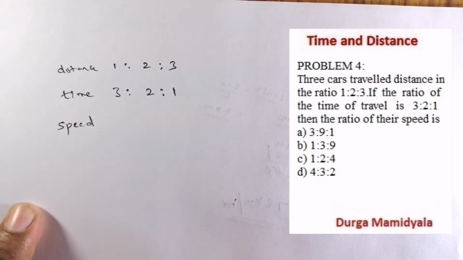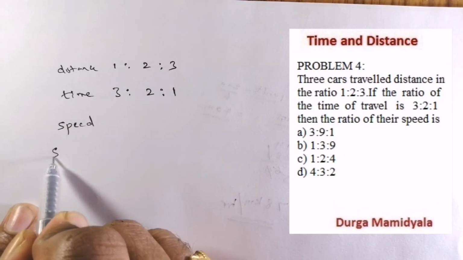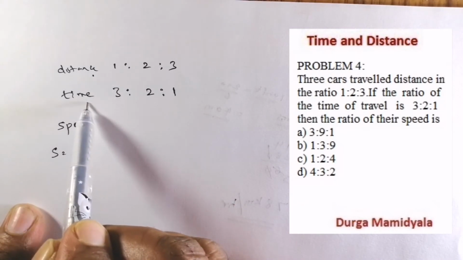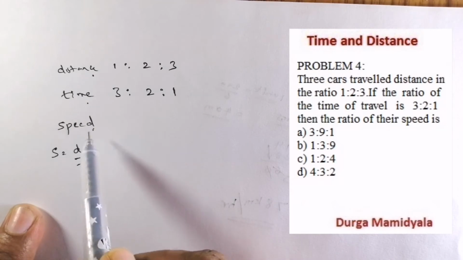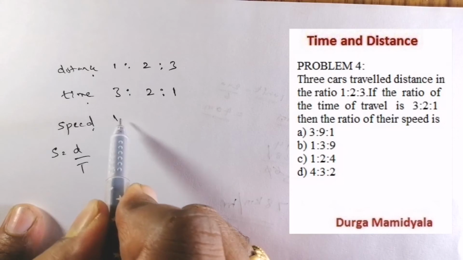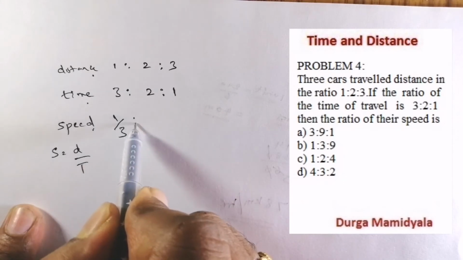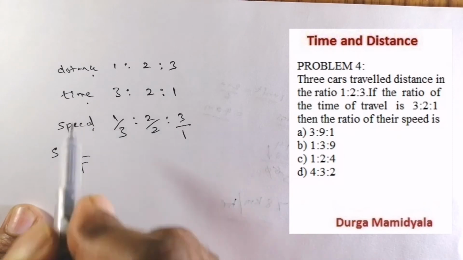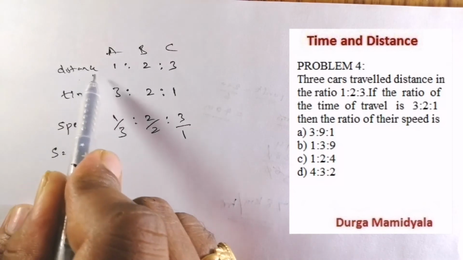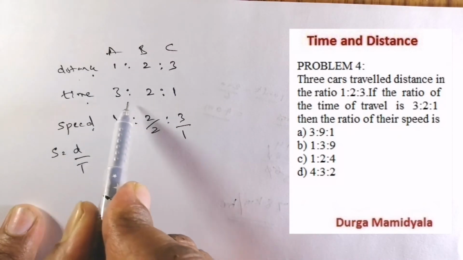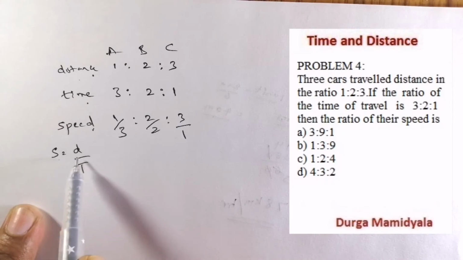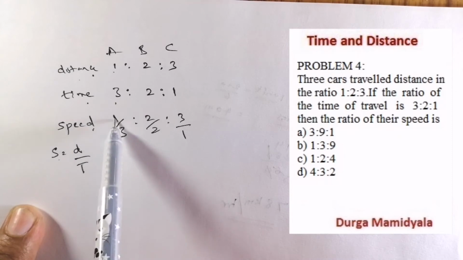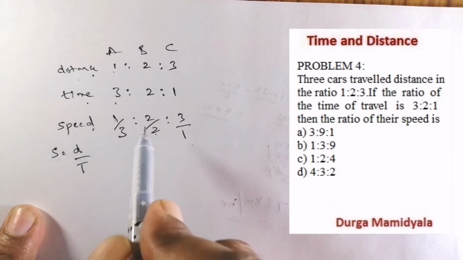So what is the formula for speed? Speed equals distance by time. We are given the distance ratio and the time ratio, so we can easily find the speed ratio. Here the speed ratio is going to be 1/3 : 2/2 : 3/1, right? We have 3 persons A, B, C. The distance ratio is 1:2:3 and the time ratio is 3:2:1. We know the speed formula is distance by time, so we divide 1/3, 2/2 and 3/1. So 2/2 is 1.